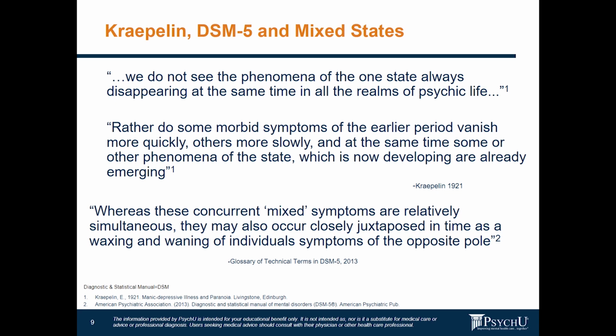Let's go down to the bottom quote now, and this one comes right from the DSM-5, the Glossary of Technical Terms from 2013. Whereas these concurrent mixed symptoms are relatively simultaneous, they may also occur closely juxtaposed in time as a waxing and waning of individual symptoms of the opposite pole. That is taken directly from Kraepelin, 1921. And I think it really demonstrates that these are not new concepts, even though the American Psychiatric Association, in its DSM-5, was very late to the stage in acknowledging mixed states. It is a concept that really evolves out of early conceptualizations that have existed for over 100 years.